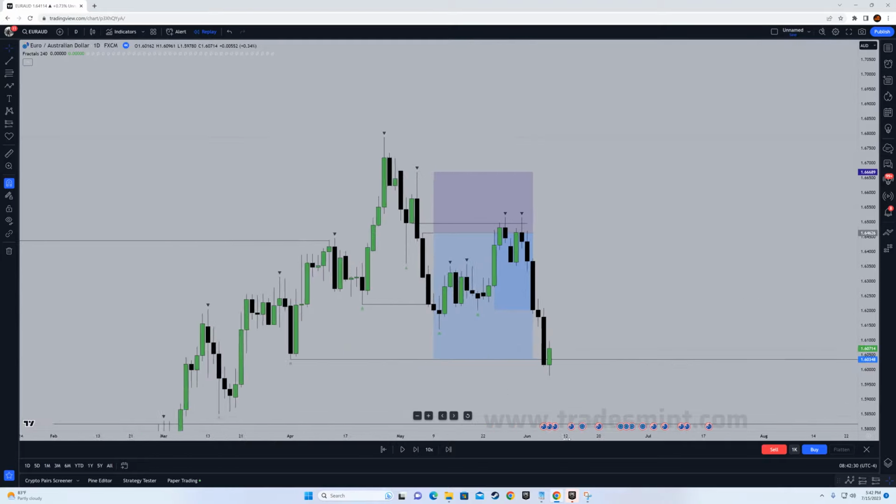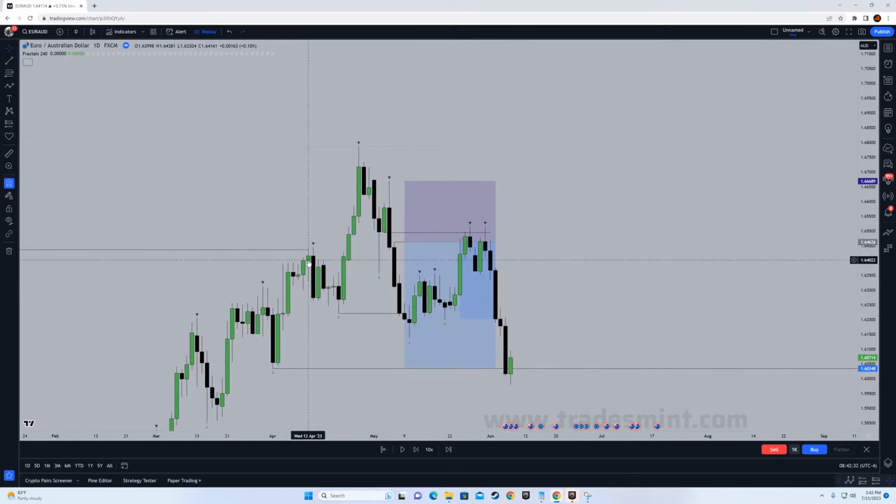So right here you can see that beautiful price delivery. We took out the monthly external liquidity here, right? And we went up, and we then had a market structure shift right here. And this is the fair value gap in the premium. We take a trade here, and we just drop down below. Very simple.